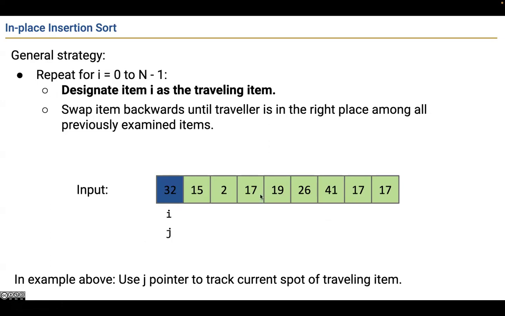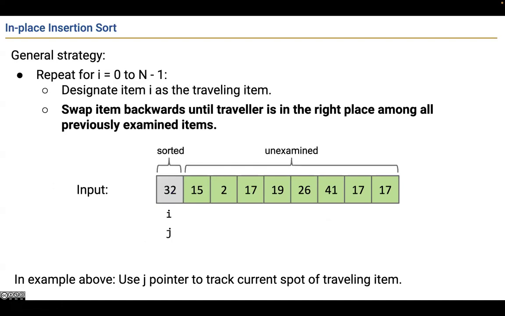You're going on a trip. And you're going to start moving backwards, that is, toward the left, until you find your rightful place. So again, the first example is almost too simple to describe. The 32, it packs its bags. It looks to its left. There's nowhere to go. So its journey is over.